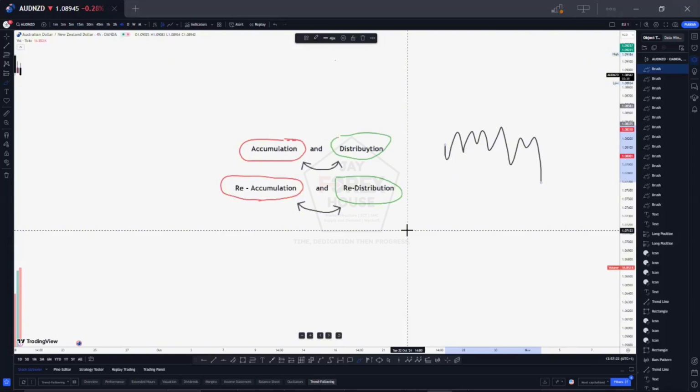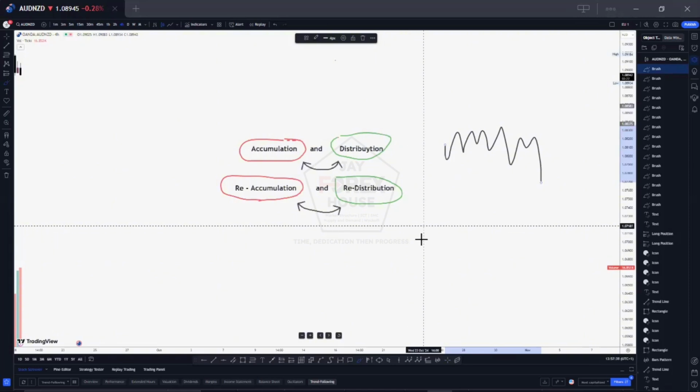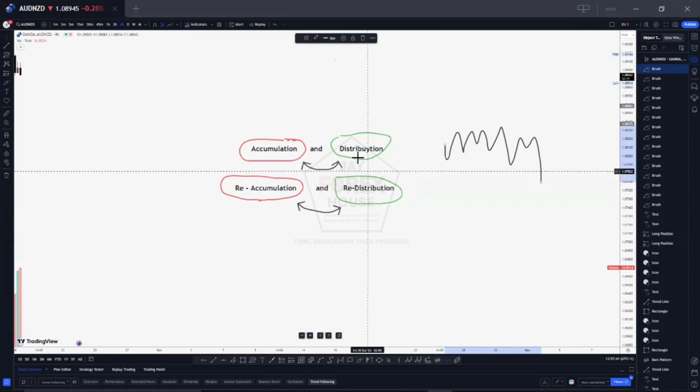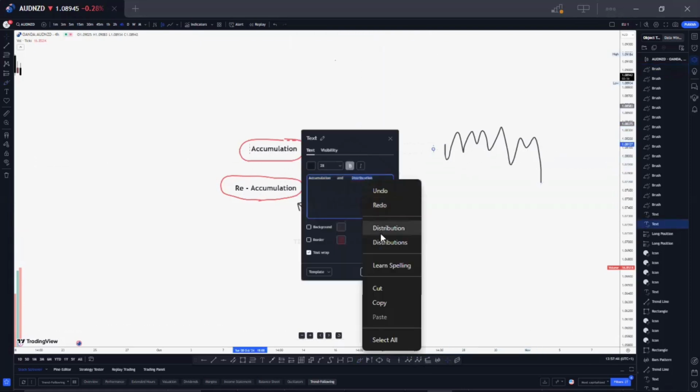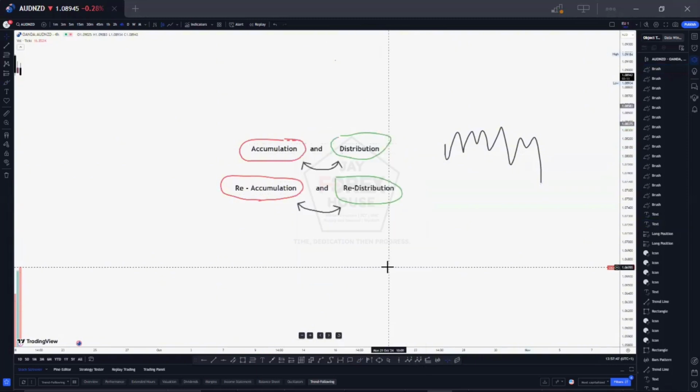This concept goes deep into explaining price action and the movements of candlesticks in such a sophisticated manner. So I'm going to be breaking down why we have these phases, how many types of accumulation we have, how many types of distribution we have, and how many types of reaccumulation and redistribution.